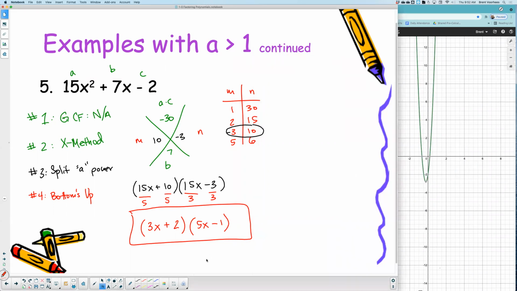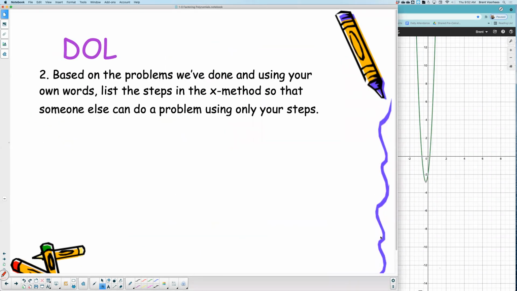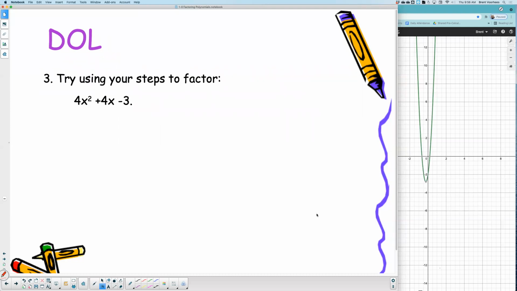All right, which brings us to DOL number 2. I'm not going to give you as much time to solve this problem, but I'll give you a moment. All right, let's try using your own steps. DOL number 3 immediately follows. So now try this DOL, finding your own steps.